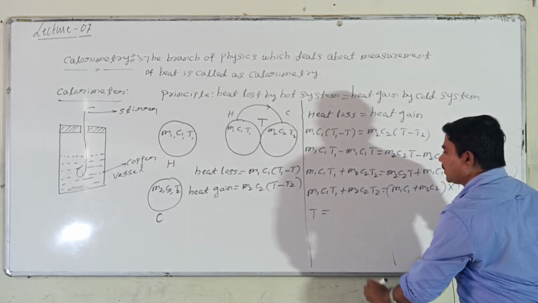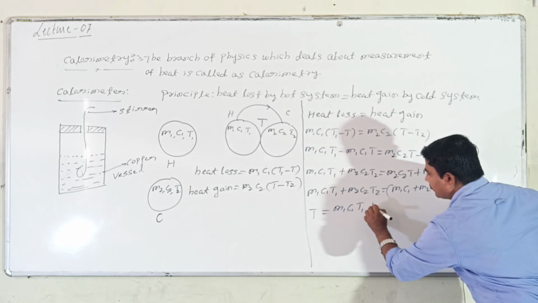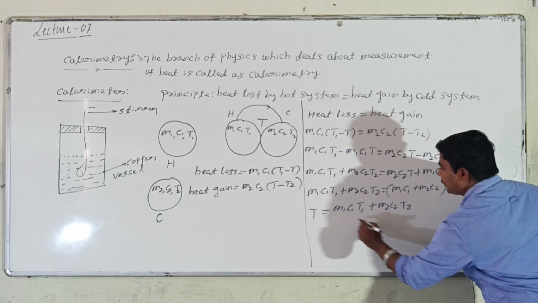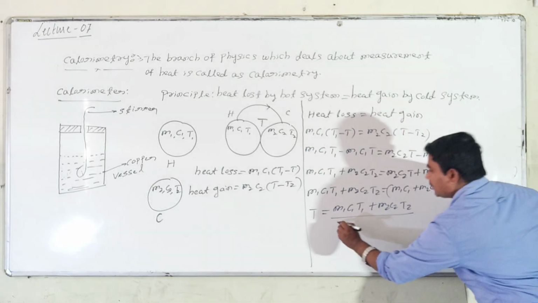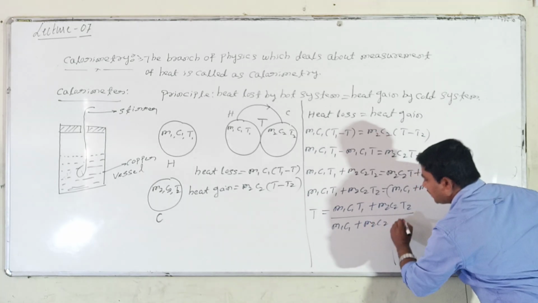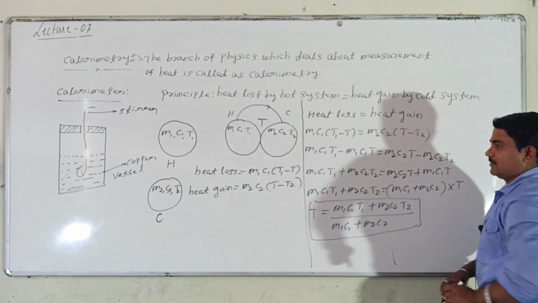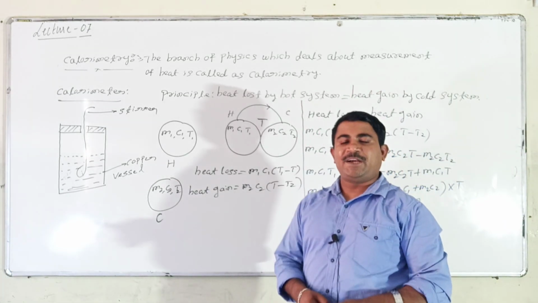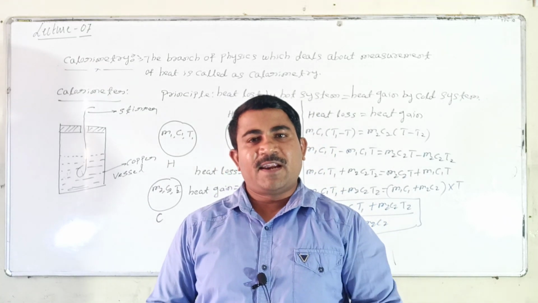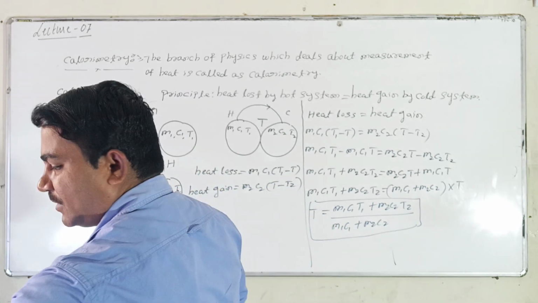Common temperature. How to calculate the common temperature? The common temperature is M1 C1 T1 plus M2 C2 T2, whole divided by M1 C1 plus M2 C2. This is the common temperature T. You can calculate the common temperature T by using the principle of calorimeter. Later on we will see the change of state.